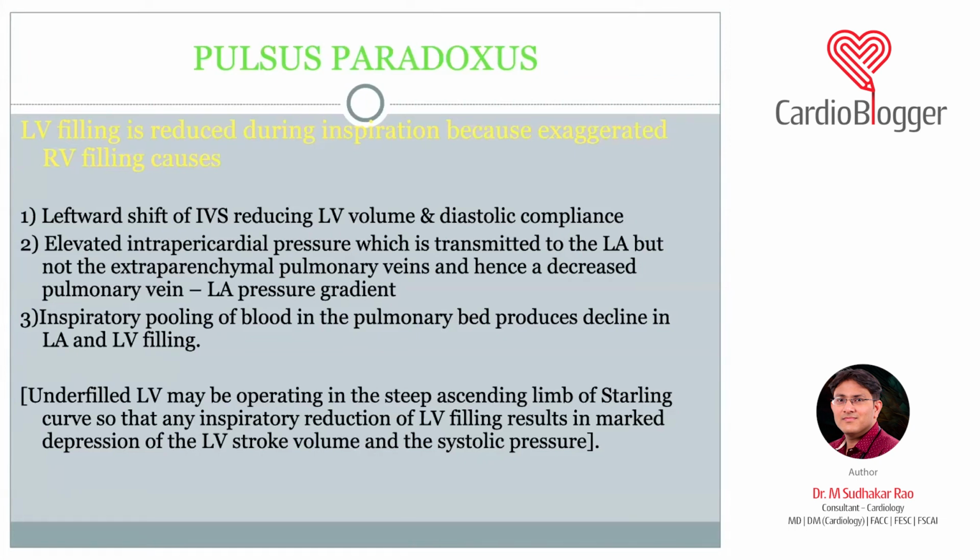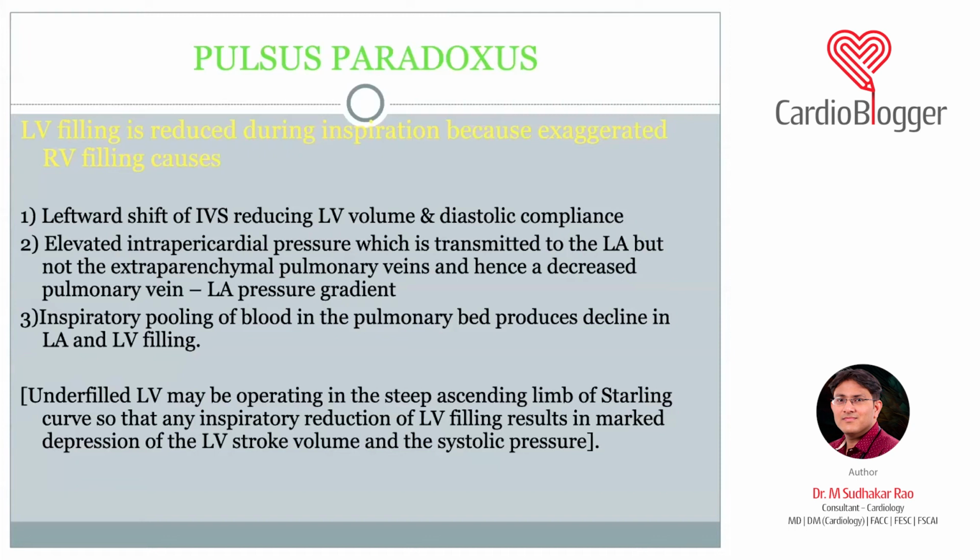So what happens in tamponade is, RA volume increases, there is a movement of the interventricular septum towards the left side, which causes decreased LV volume and LA volume, and hence you get an inspiratory fall in systolic blood pressure. This is the mechanism which is important in cardiac tamponade.